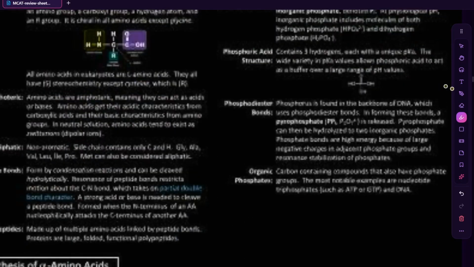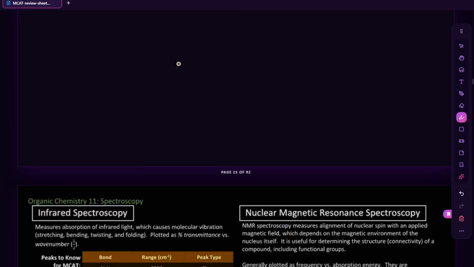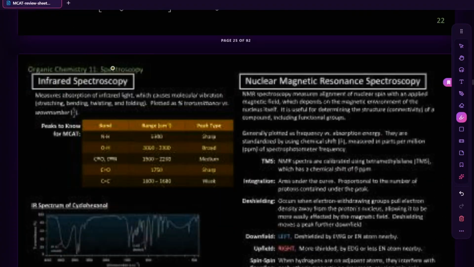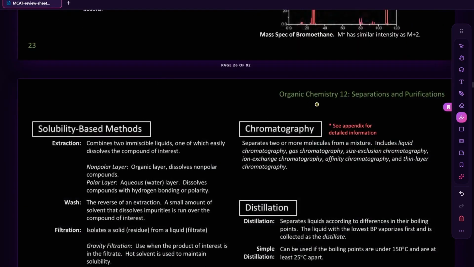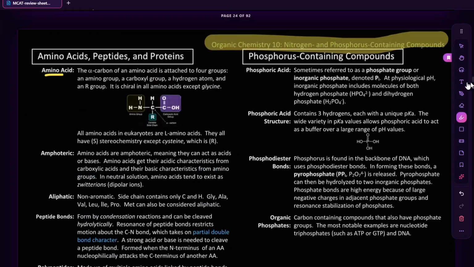All right, so that's about it for carboxylic acid derivatives. So now we can go into chapter 10 on the amino acid. That shouldn't be too bad. So we have chapter 10, and then 11 on spectroscopy, and then lastly 12 on separations and purifications. So let's go on to 10 first.